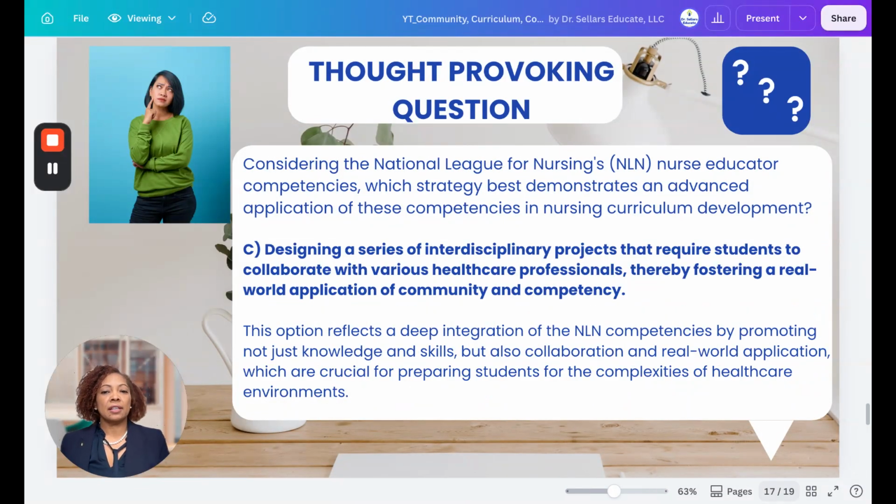So when you take a look at this specific answer and looking at NLN nurse educator competencies, we know that this option reflects a deep integration of NLN competencies by promoting not just knowledge and skills, but also collaboration and real-world application. And we know this is crucial to help prepare our students for that complex care that they are going to have to provide at the bedside.